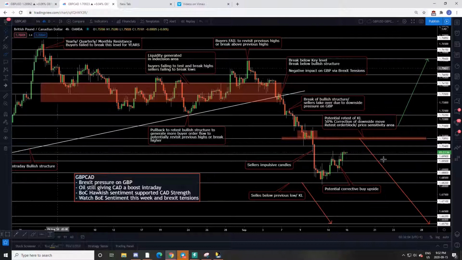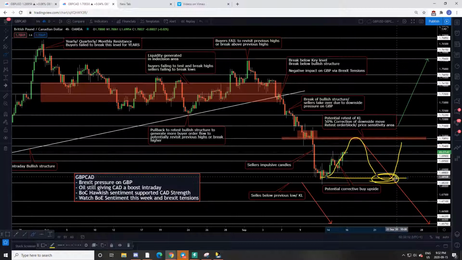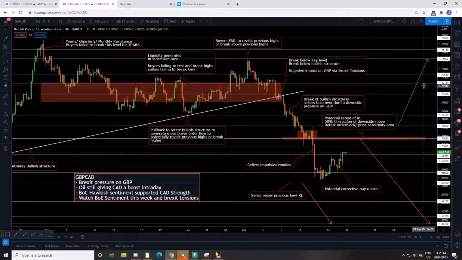So even if we reject at this point again, come to revisit these lows, fail to break those lows and show more seller exhaustion on the intraday, then have that move, that's perfectly fine. But we would have to watch price action accordingly. That is what I see on GBP CAD as per the full breakdown, and what I see as per intraday trade ideas and potential swing trade ideas.